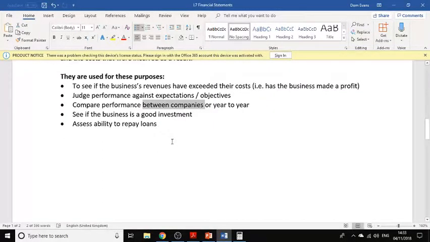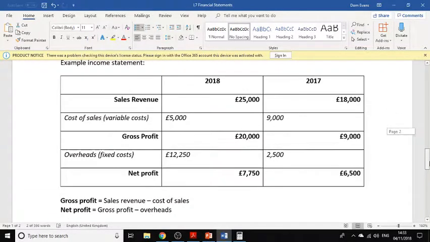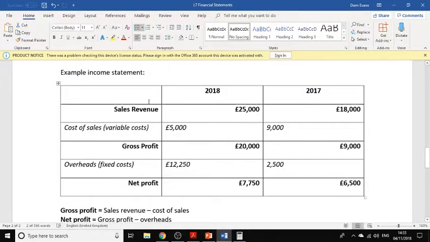So if I'm an existing business and I'm going for a bank loan, they'll probably want to see the last 3 years sets of figures so that they can see what the trends are and what's going on in the company. Here's an example of an income statement.